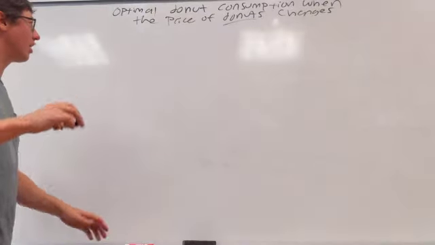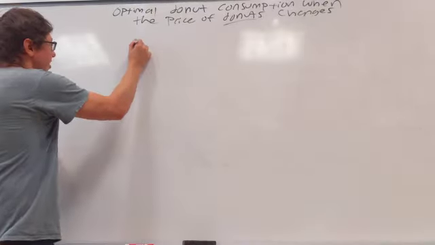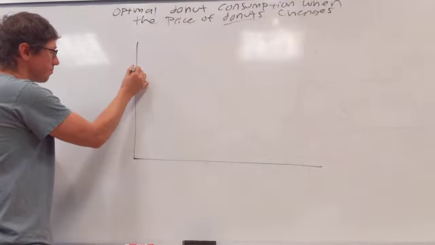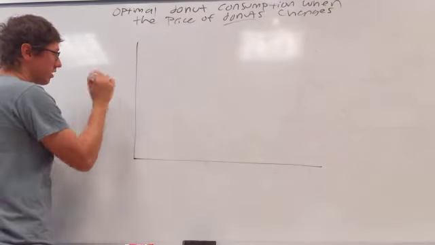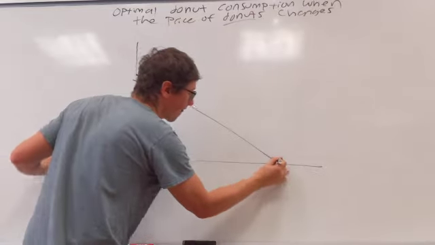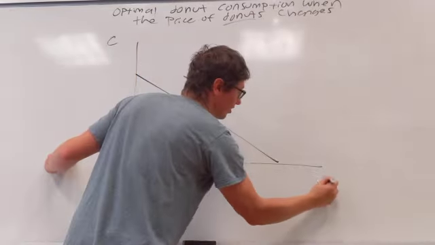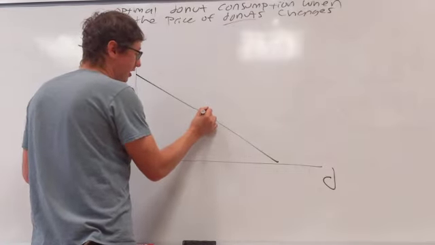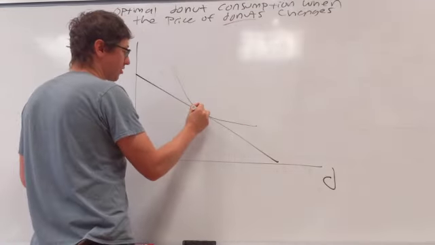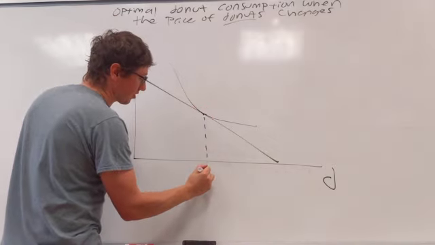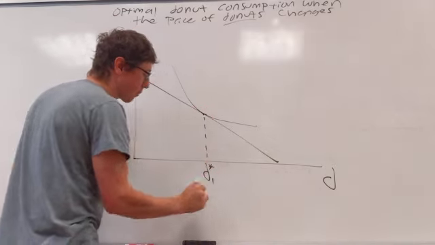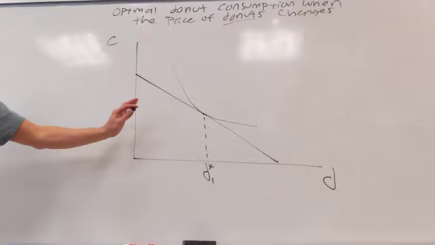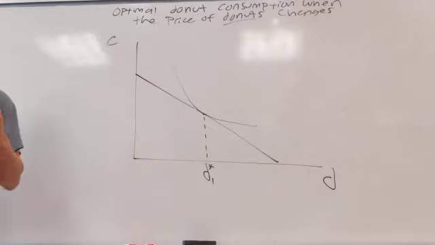That's a common point of confusion in this. So, say we have some setup. There's a budget constraint. This is coffee. This is donuts. There's some indifference curve that leads to some optimal level of donut consumption, D star 1. To keep the picture clean, I'm not going to label the coffee levels, but they're there.